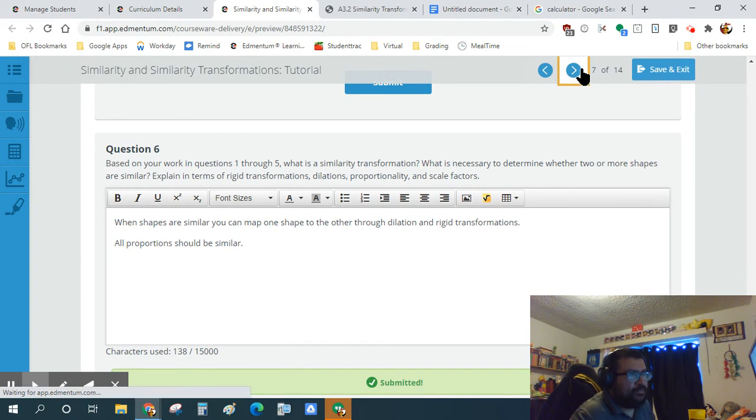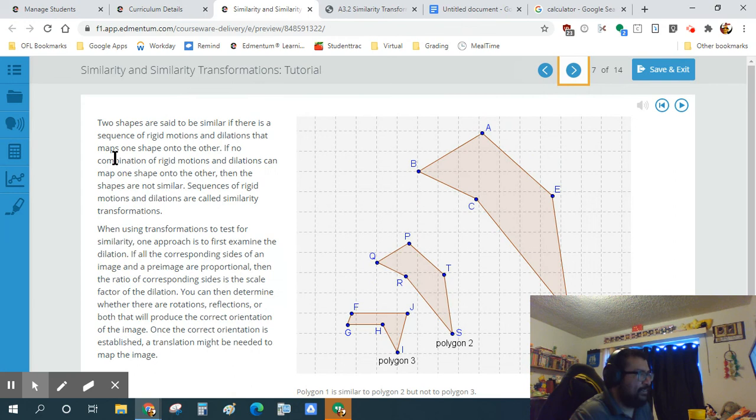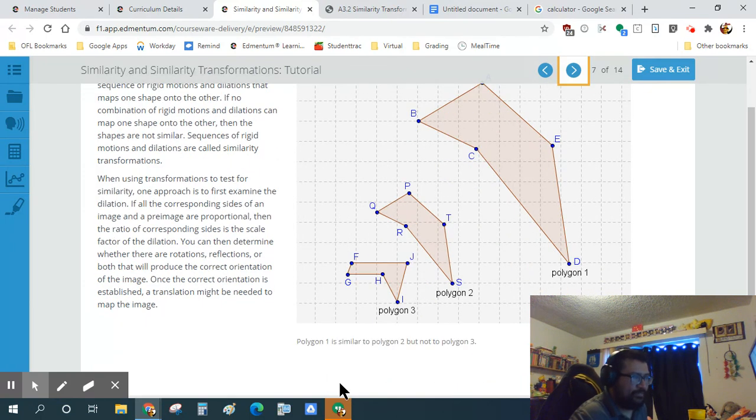All right, so moving on to slide 7. The idea here is that you can dilate and move stuff. For example, the two polygons here, 1 and 2, are similar because they have the same shape, and we can just dilate and translate to make it work. But polygon 3 is not similar. The shape's totally different. Look at how different the angles are and everything. So polygon 1 is similar to 2, but not 3.